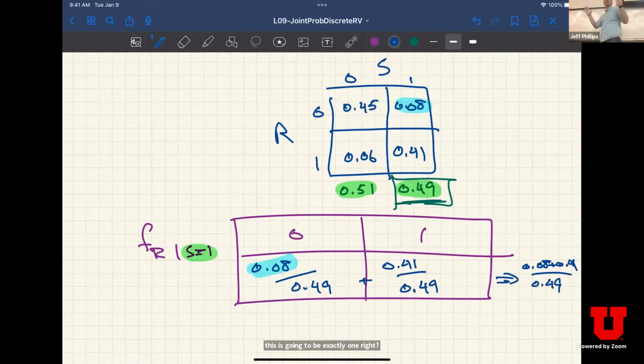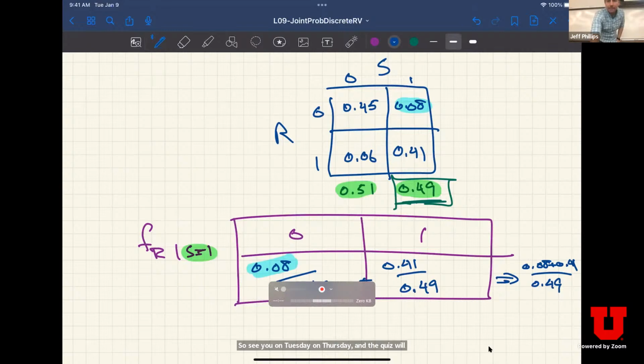So hopefully it's fairly straightforward. We'll talk about independence of these, which will be a little bit trickier concept than with the events. And then we'll go on to continuous random variables and the joint probabilities. All right, so see you on Thursday. And the quiz will start at 5 p.m.